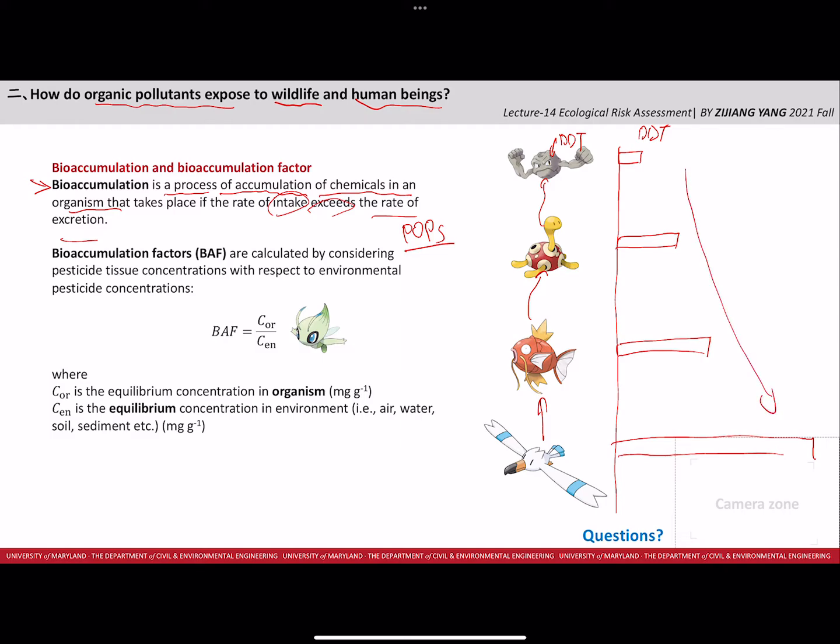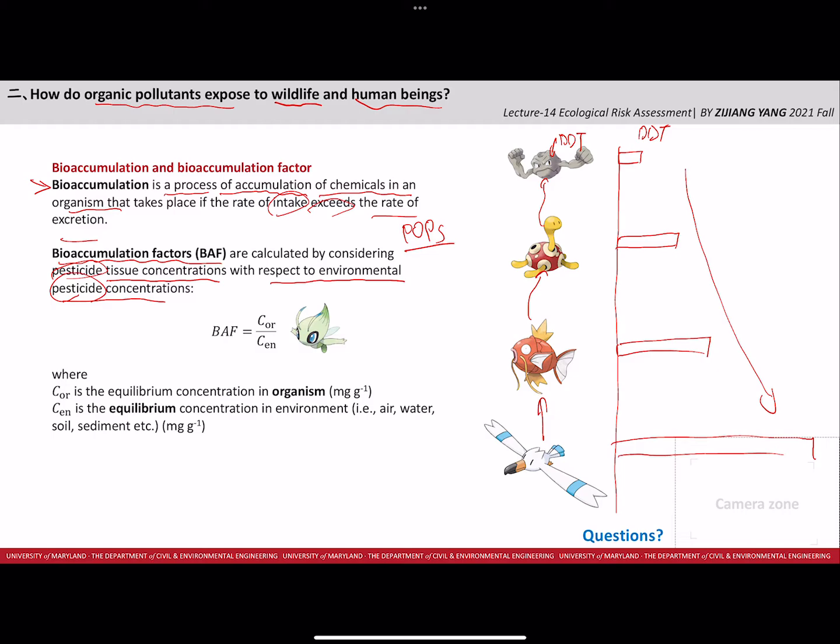And this process is called bioaccumulation. We can use a parameter to describe this process, which is the bioaccumulation factor. Usually, here, it uses the pesticide because pesticide is usually the problem, like the pesticide tissue concentration with respect to the environmental pesticide concentration. And we can replace pesticides with any of the organic chemicals.